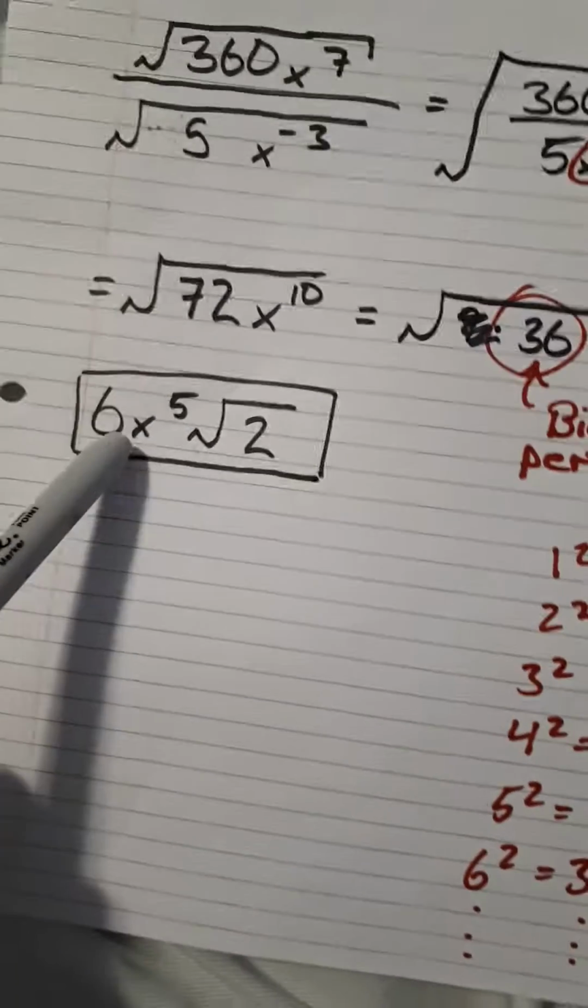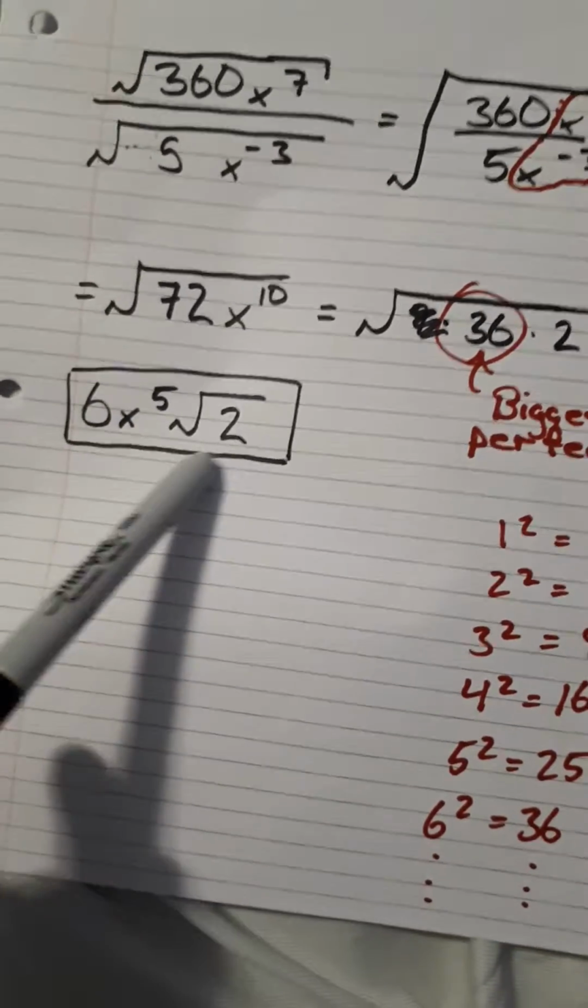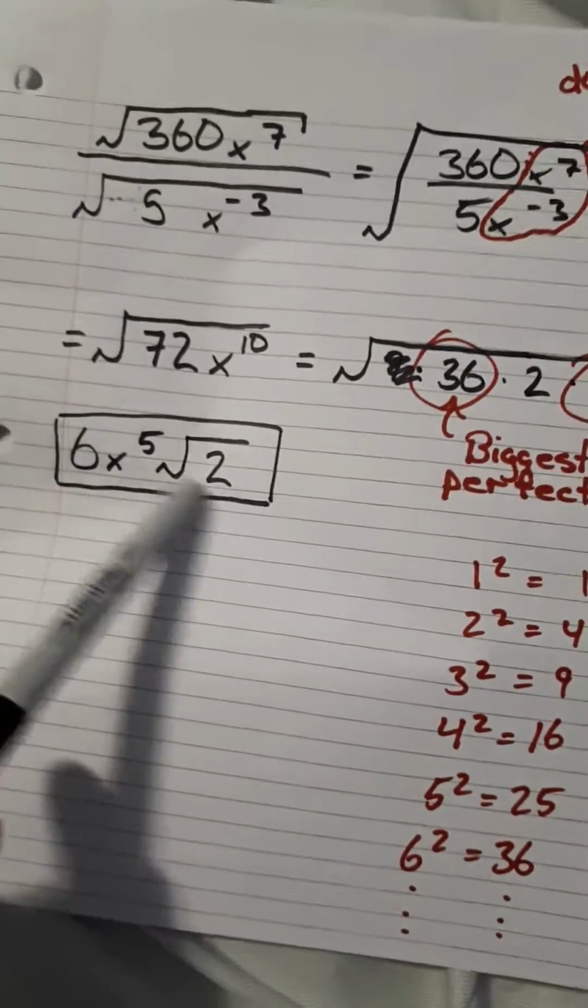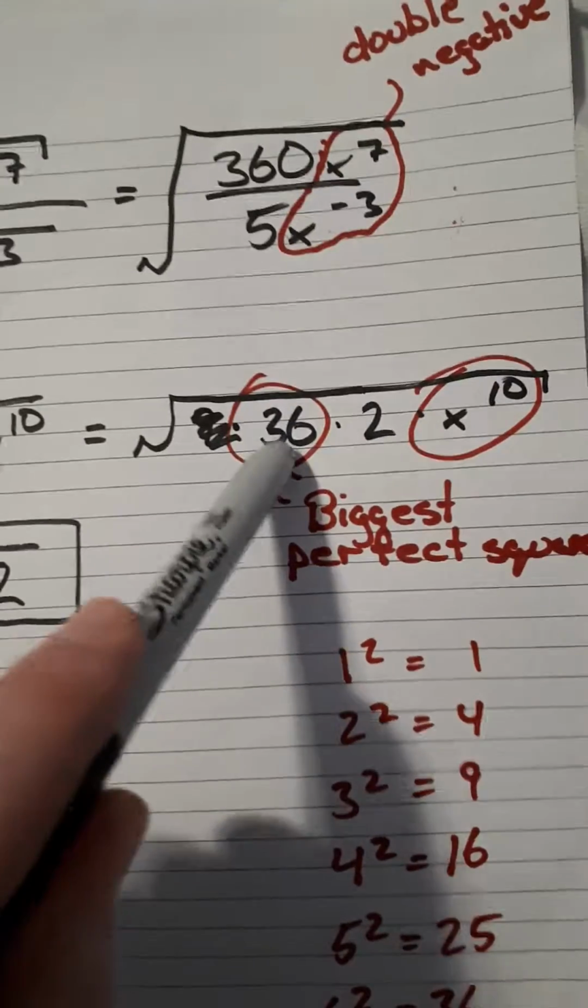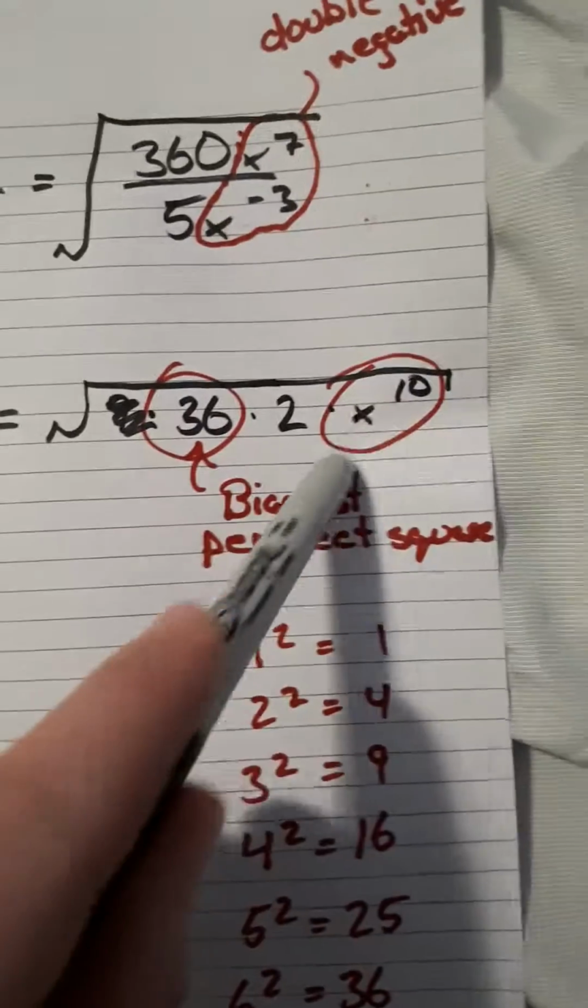Okay? Now in your example, there was actually more that you could have done in here. You could have pulled out a bigger perfect square because you had quite a large number in there. So that's kind of your tip right there. But we're always going to go for the biggest perfect square you can get out of that. Okay?